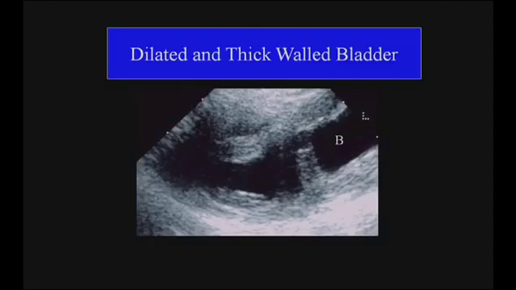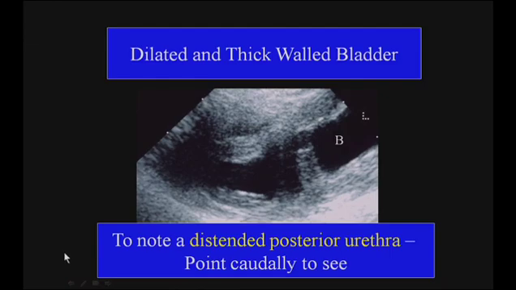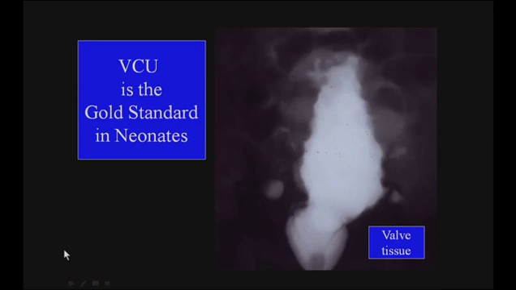A dilated and thick-walled bladder, here seen in a neonate, can sometimes be further evaluated by taking the transducer, pointing it inferiorly, and one may see a dilated urethra as well as the dilated bladder. This is a VCU that shows a classic posterior urethral valve study, a Christmas tree type of thick-walled bladder with a very dilated posterior urethra and radiolucency within the contrast from this VCU representing valve tissue.